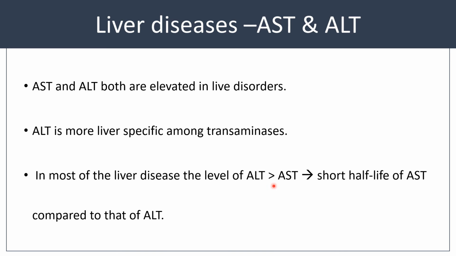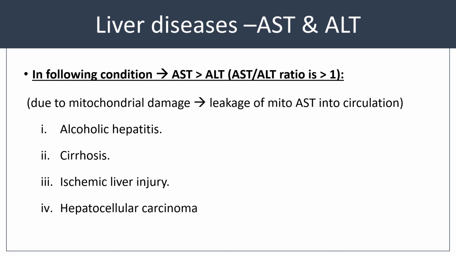Why is it like that? Because the half-life of AST is very short, only 18 hours. If you see the ALT half-life, it is 36 hours. So that's why in liver disease, ALT concentration is usually higher than that of AST. This is called the De Ritis ratio.